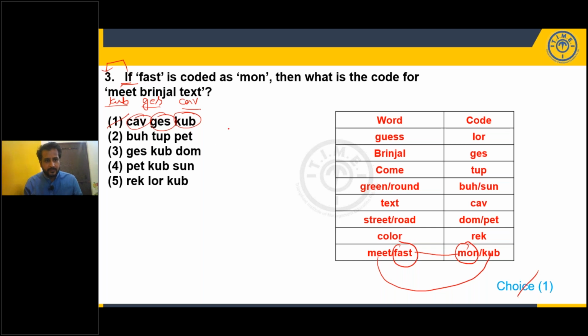And you may have a doubt, sir, for example, if there is one more option with KUB, GES, CAV in a different order. Never ever will they give you that. You will be given only one option with the combination of these three words, maybe in the same order, maybe in a jumbled order. Okay, don't get confused. I hope it is clear.